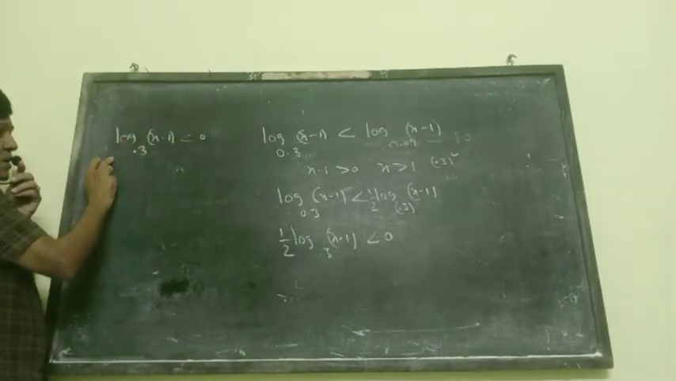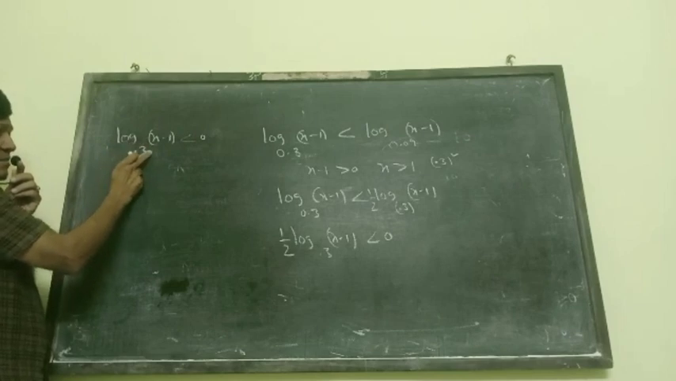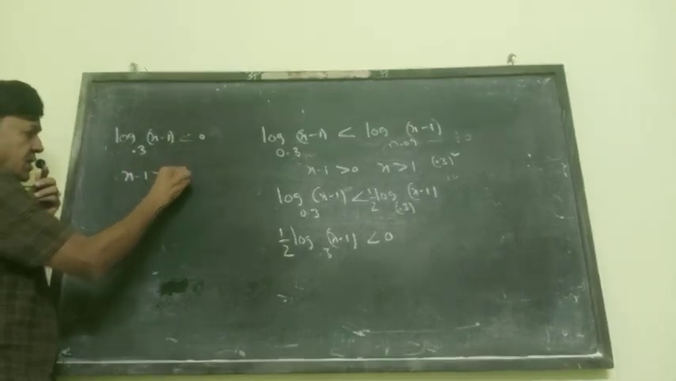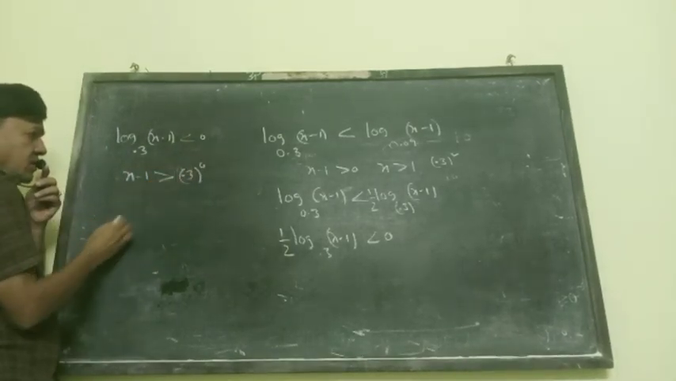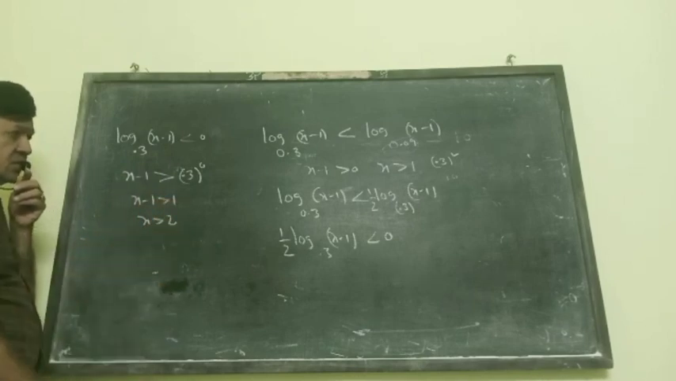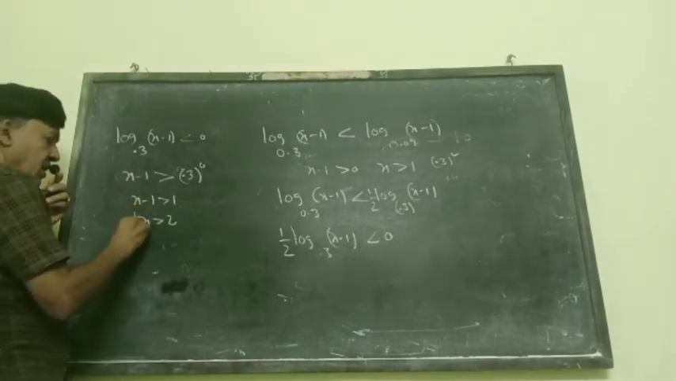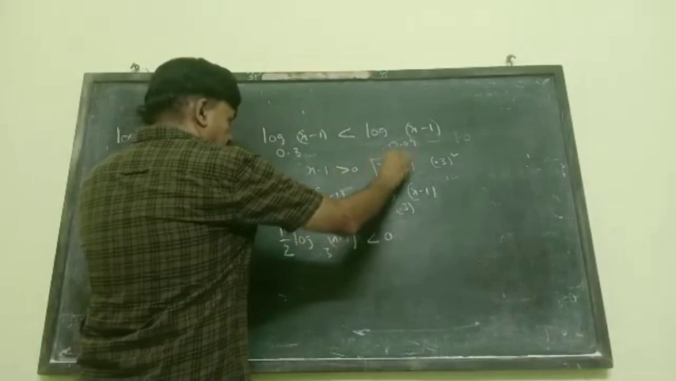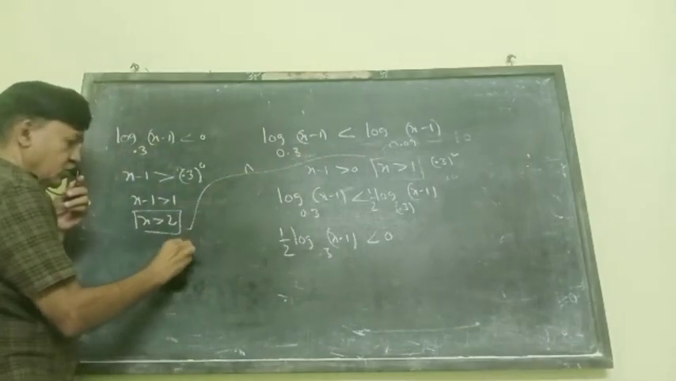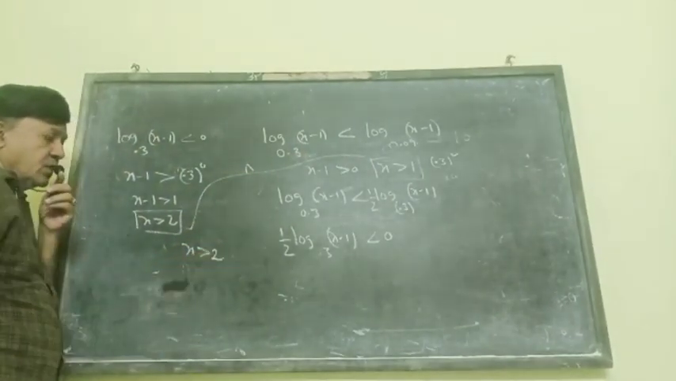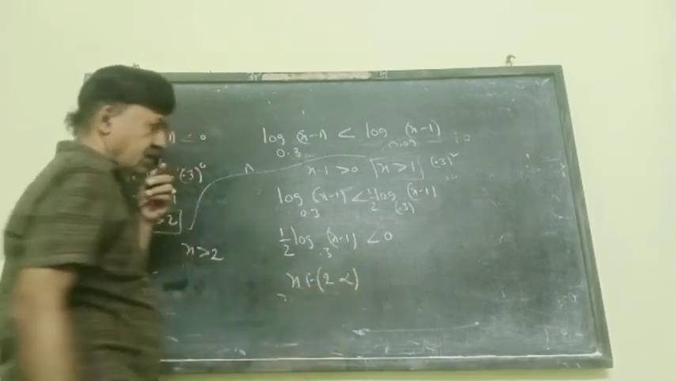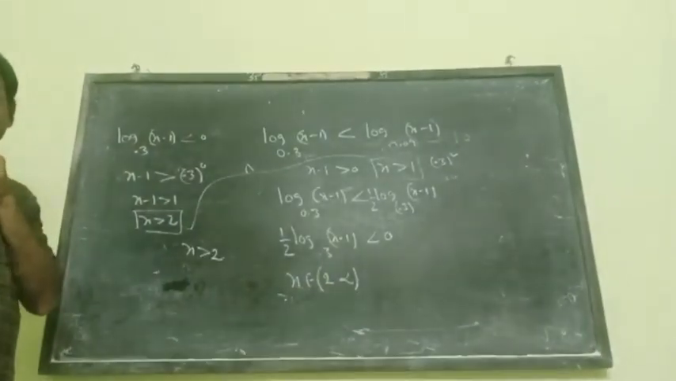So if you remove log, the base is a fraction. Therefore, the inequality will reverse. So x minus 1 greater than 0.3 whole power 0. So x minus 1 greater than 1, x is greater than 2. Already your x happens to be greater than 1. So what is the intersection of these two? X is greater than 2. Your final answer is x belongs to 2 to infinity.